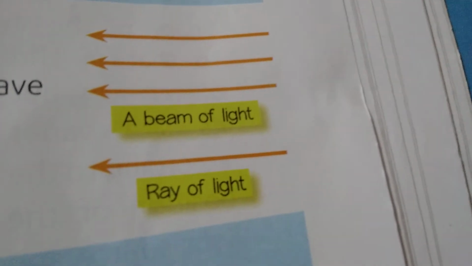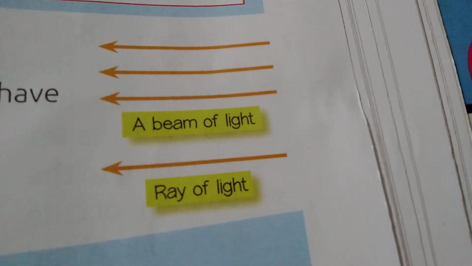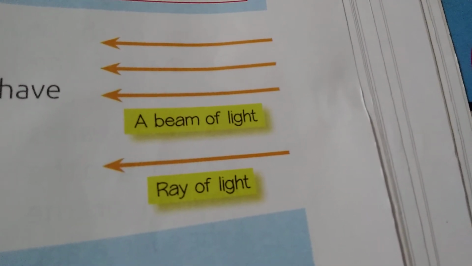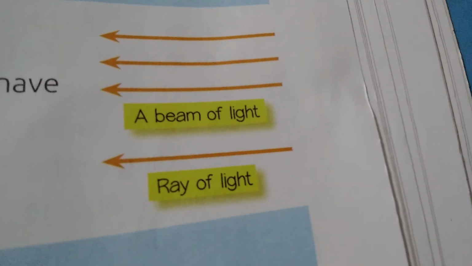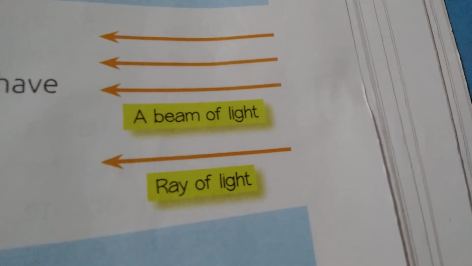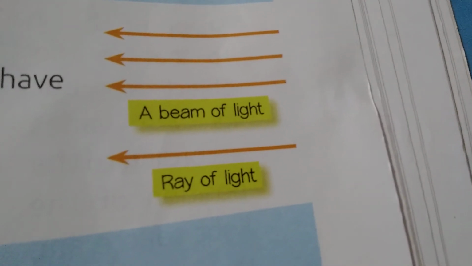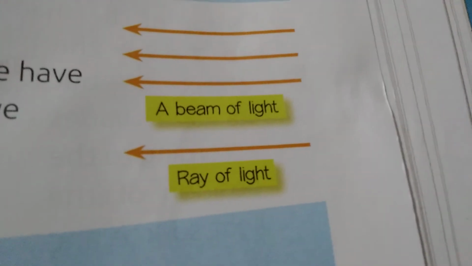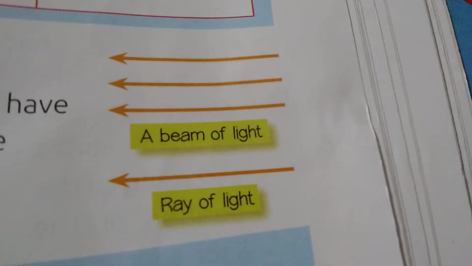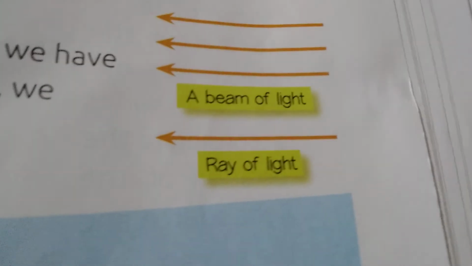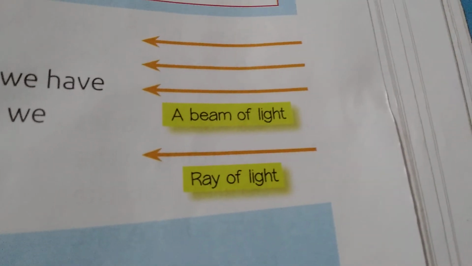Light is the fastest thing in the universe. In air, light travels about 3 lakh kilometers in just 1 second. Unlike sound, light can travel in vacuum. It is an interesting fact. Sunlight takes about 8 minutes to reach the earth. Always remember, sunlight takes about 8 minutes to reach the earth.